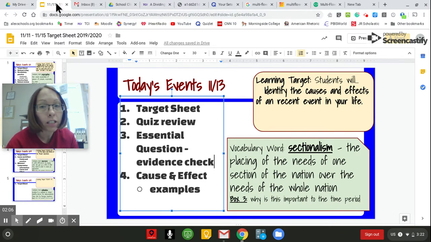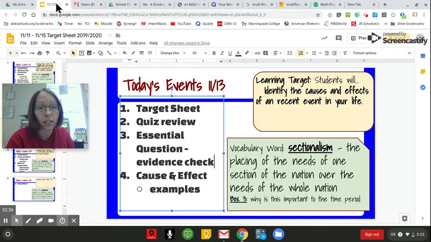Today, our target, identifying causes and events of a recent event in your life. So a cause is something that brings about something. What was the cause of you being late to school? Well, it might be that your car broke down. Like, being late to school is the event, but then what brought that about? Maybe it was your alarm clock didn't go off. Maybe, like I said, the car broke down, or there was snow and it was icy and it took longer to get there. Maybe the power went off.